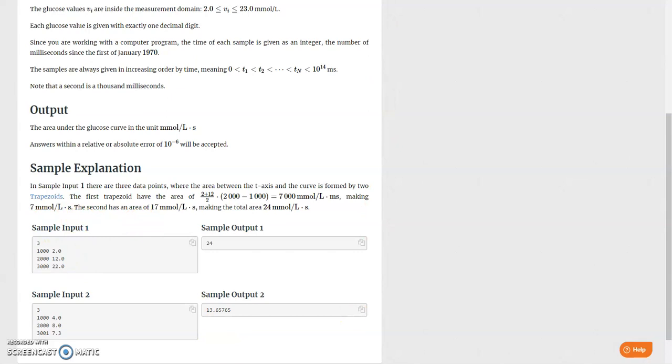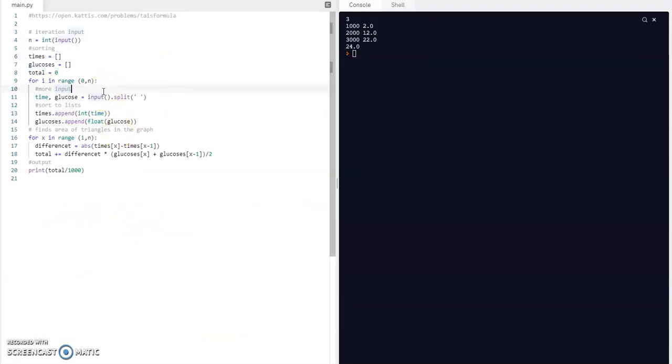Well, there is an alternative way. I just think sorting it in initially is the best method. Then I run through this iteration. I do input, I split it, and then I throw them into the lists. And then here I just run a for loop to calculate the area of the trapezoid. So I go back through this range.